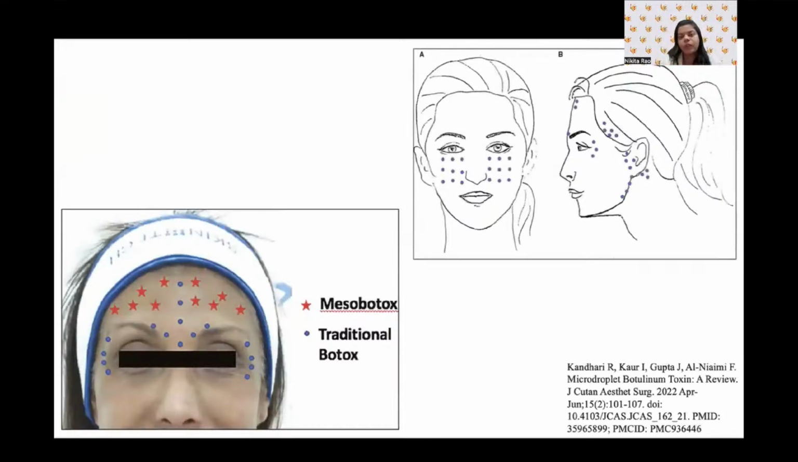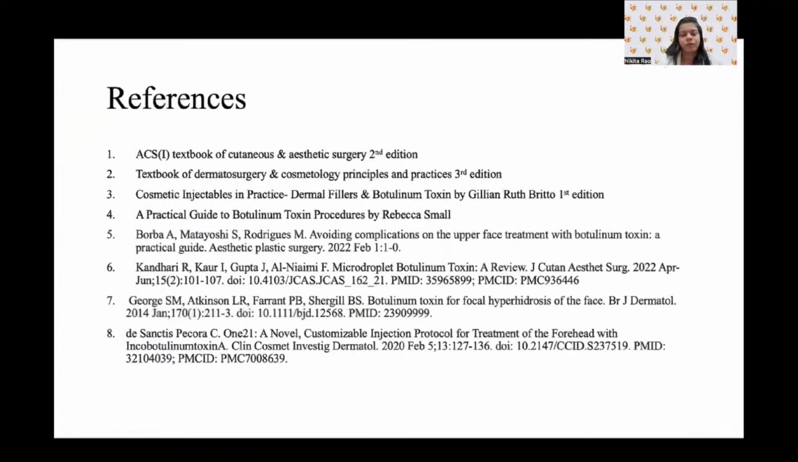The first picture shows the cheeks and the lateral face, whereas the second picture shows the forehead, and the blue dots are the traditional ones. So this was something brief about microbotox, which will be covered later on.